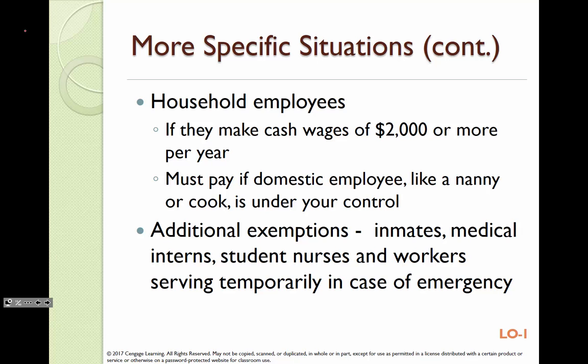Household employees, this is back to your staff, right? Your chauffeur and your dog walker and your nanny and all that good stuff. You have to pay FICA on them, and you have to W-2 them if they make $2,000 or more a year. And additional exemptions, in other words, people you don't have to pay FICA on: penal inmates, medical interns, student nurses, and workers serving temporarily in case of an emergency.